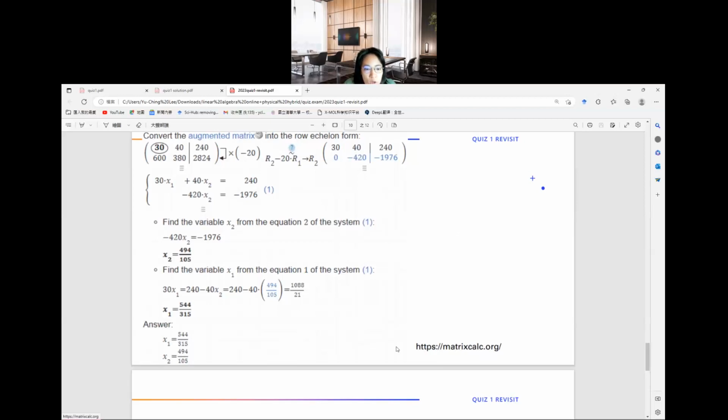You can go to this website and find the solving equations page, and then enter the augmented matrix or enter the coefficients of the equations, and then this process will be generated. So you can use this website to check your solutions of your homework or exercises.